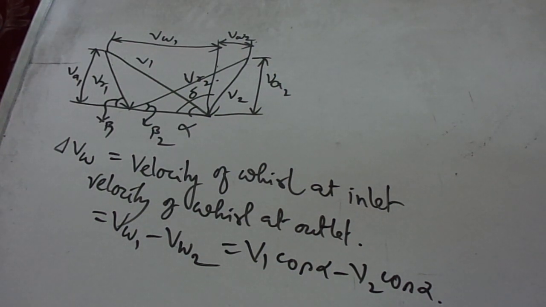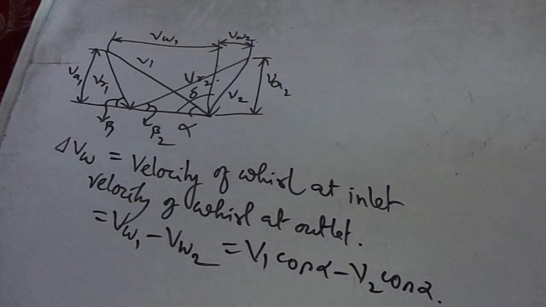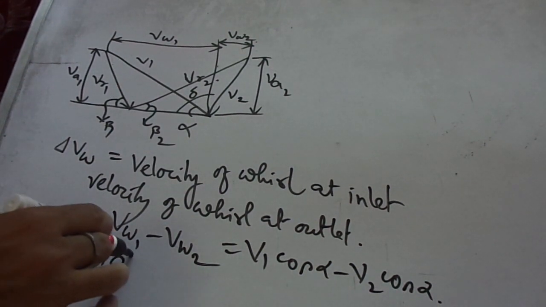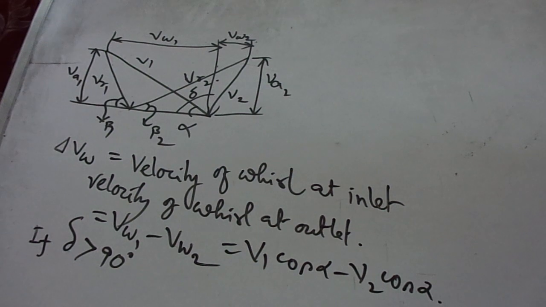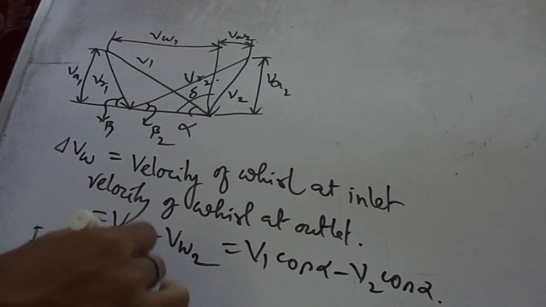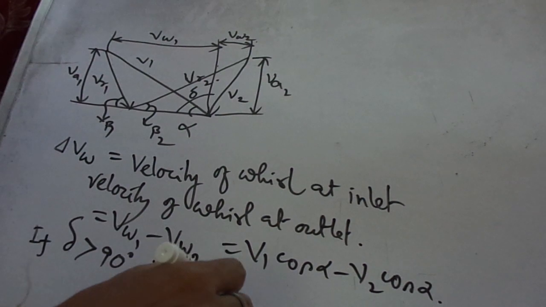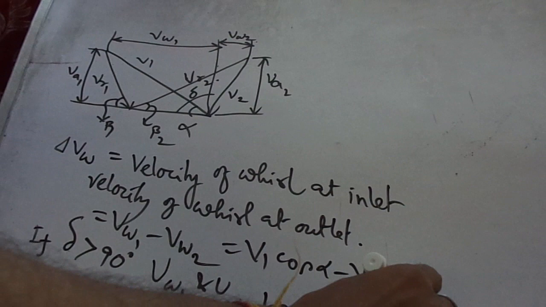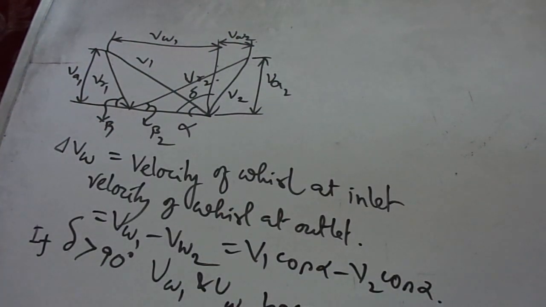First one, when delta is greater than 90 degrees, Vw1 and Vw2 become additive in estimating delta Vw.